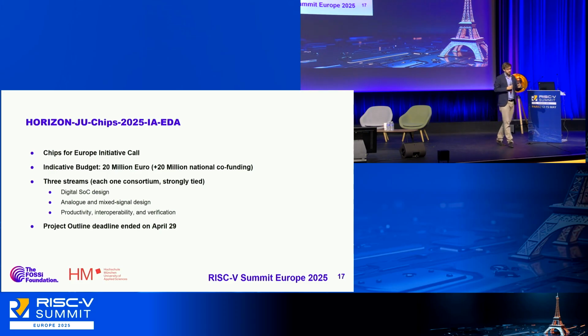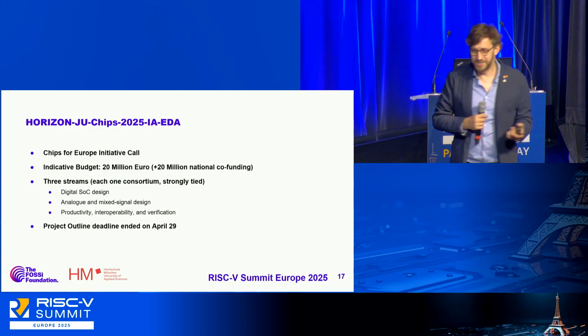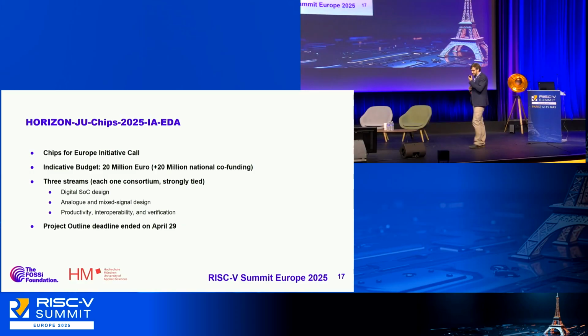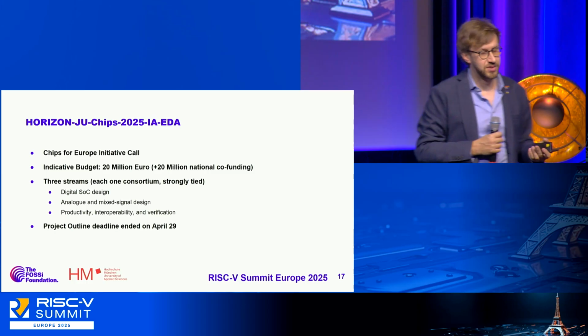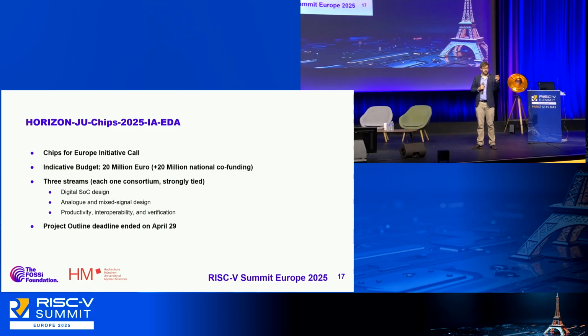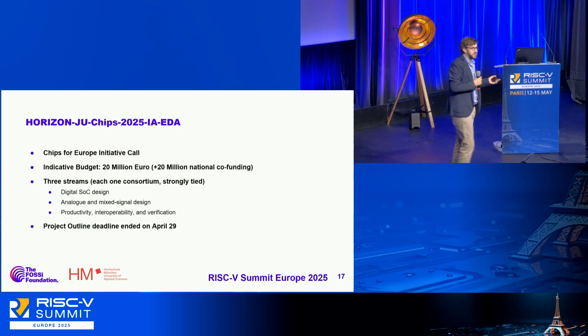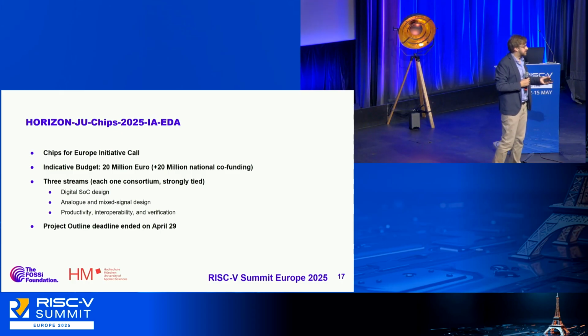All this was turned into a call. The call already closed, so I'm a couple of weeks too late to invite you. In the Chips for Europe initiative, in the Chips Joint Undertaking, there was a 20 million budget allocated to this call. It had exactly those three focus areas that we identified as call topics: digital design, analog, and productivity. The deadline ended on April 29, and we hope that the projects will then start next year.